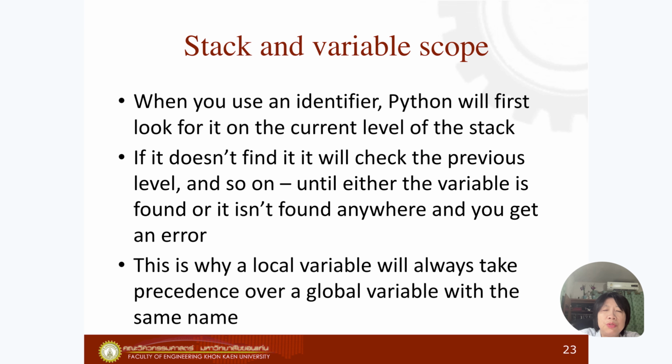When we use an identifier, Python will first look for it on the current level of the stack. If it doesn't find it, it will check the previous level and so on until either the variable is found or is not found anywhere and you get an error. This is why a local variable will always get precedence over a global variable with the same name.